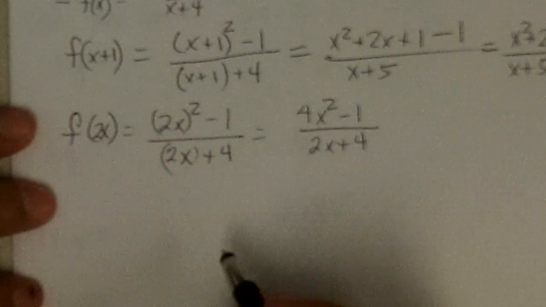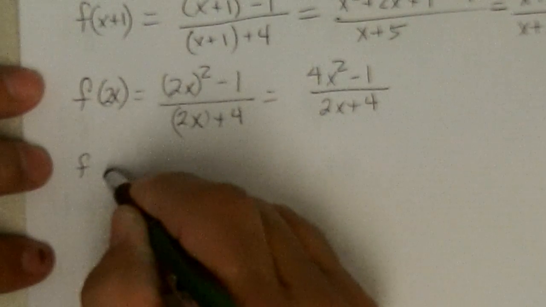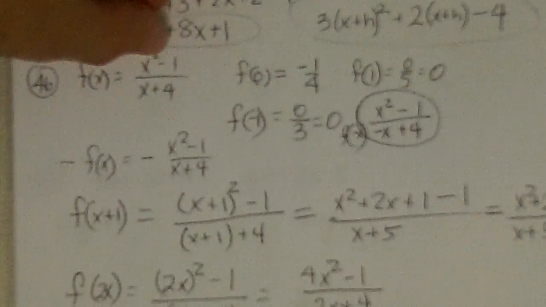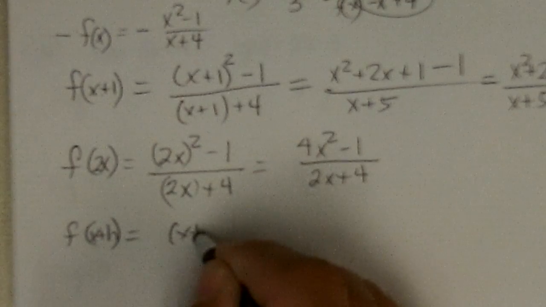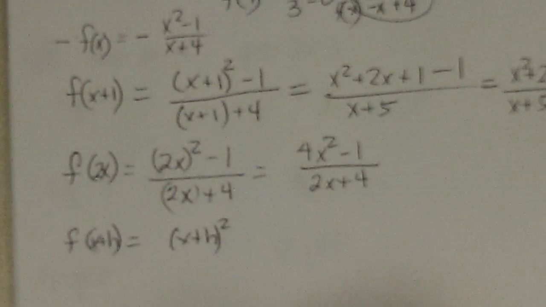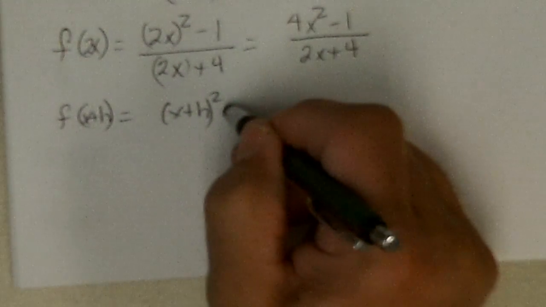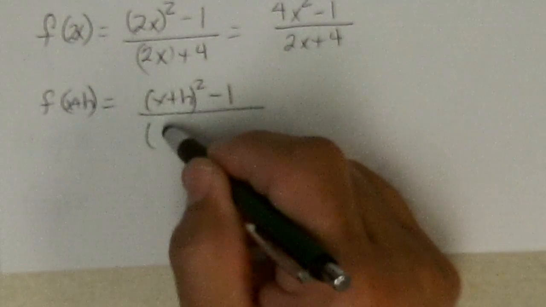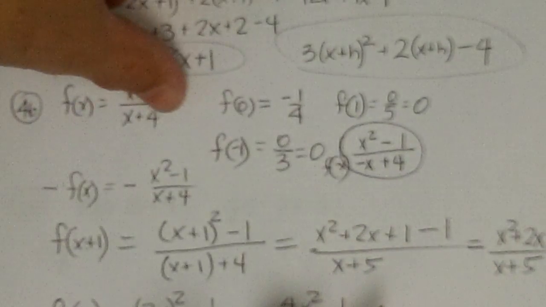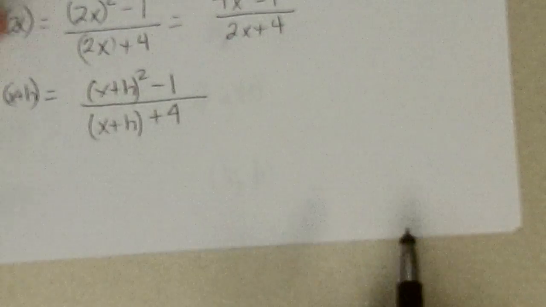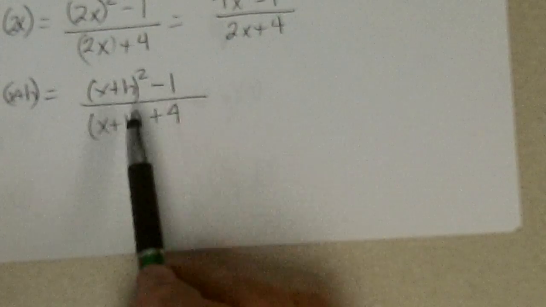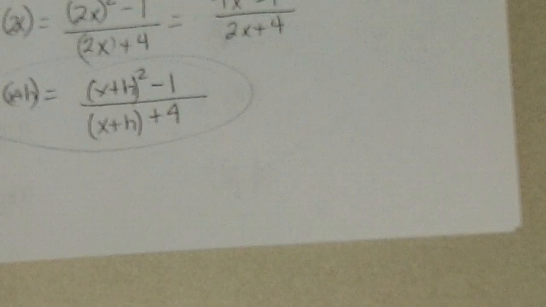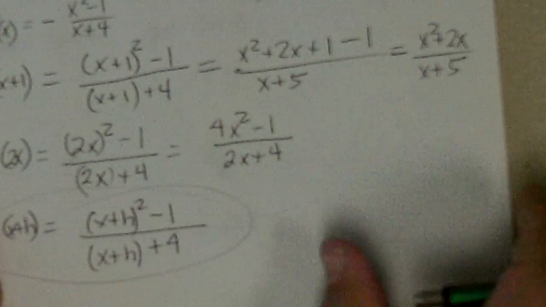And then finally we're supposed to do f of x plus h. And so we're going to replace the x squared with x plus h squared minus 1 over x, which is being replaced with x plus h plus 4. And this multiplied out will not create any like terms with this nor with this, and so that's our final answer. And you can't cancel these because these are added or subtracted to something. Okay, that's 46.